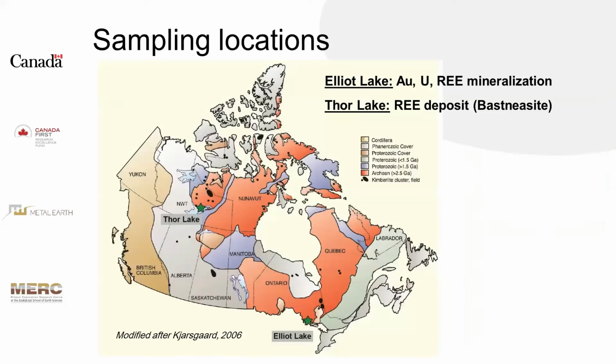And so to look at this kind of input, we tried to make a connection between the two cratons in Canada, so the Superior Craton, of course, and the Slave Craton. So we're going to be looking at two different locations today. The Elliot Lake location, which is south of the Superior Craton here, and the Thor Lake location located south of the Slave Craton.